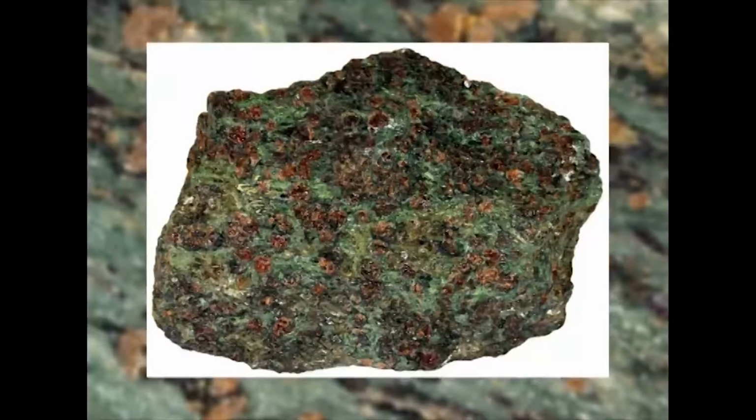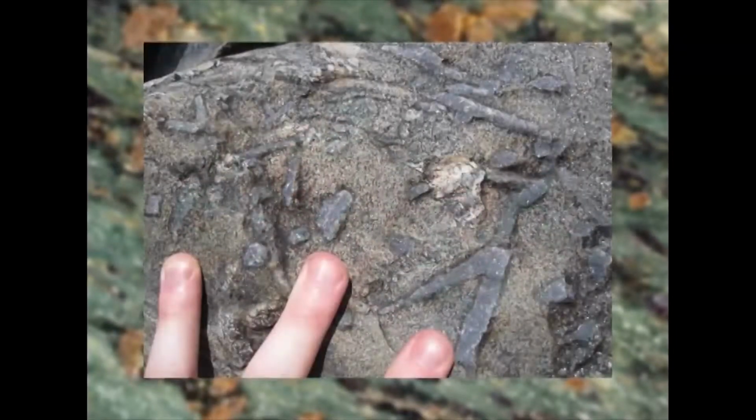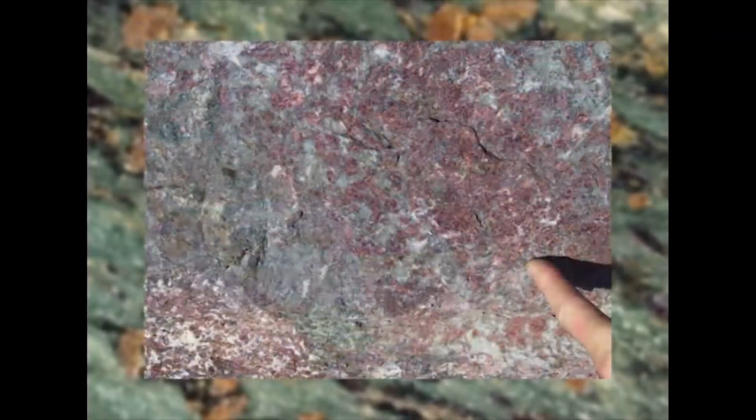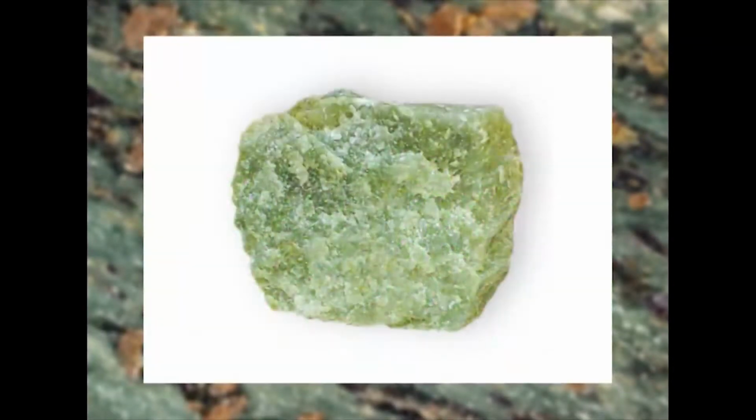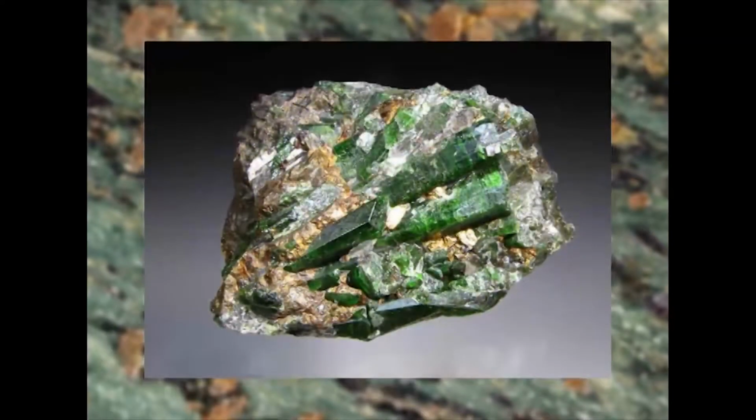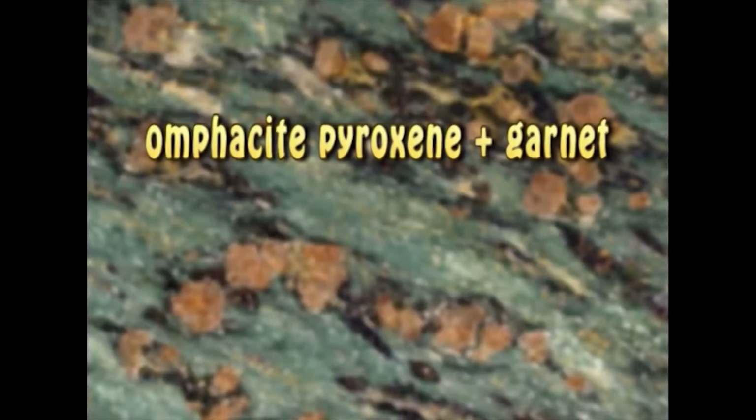Introduction. Most eclogites are striking in appearance, with coarse reddish brown garnet porphyroblasts set in a fine to medium grained matrix of green omphacite, jadeite and diopside. Chemically, the eclogites correspond to basalts or gabbroic rocks. The critical association is omphacite pyroxene plus garnet.